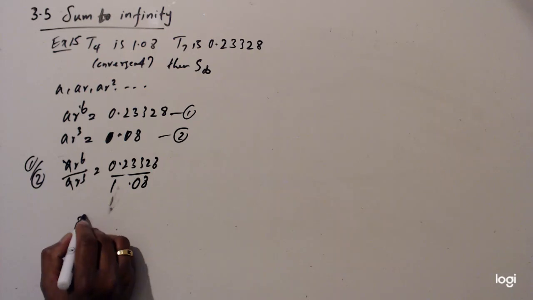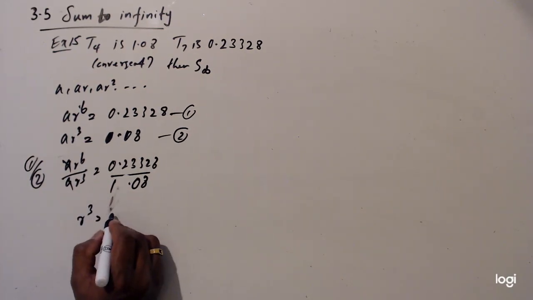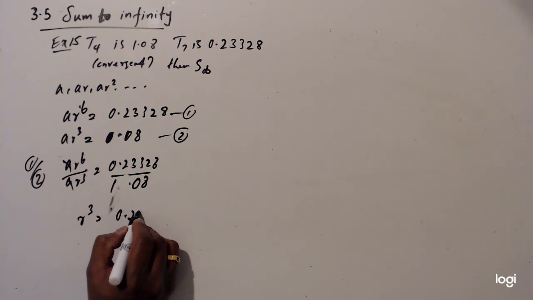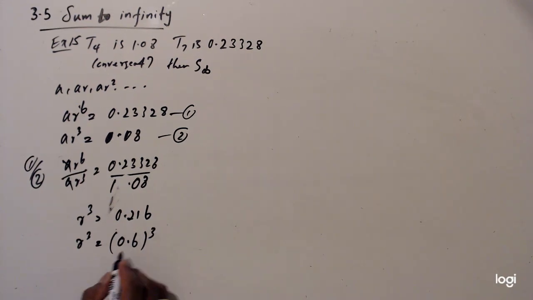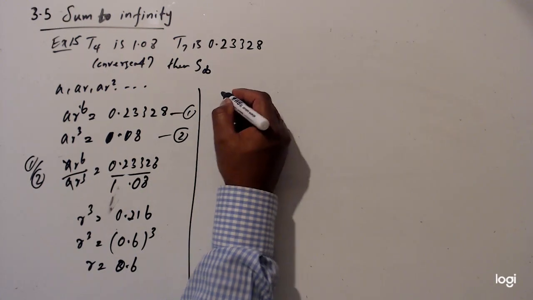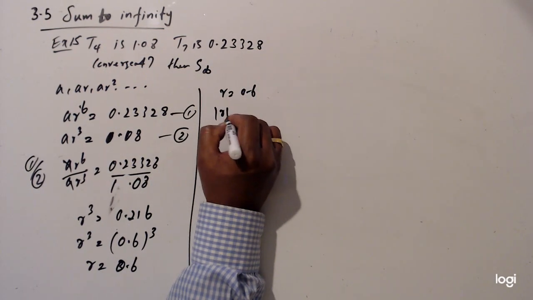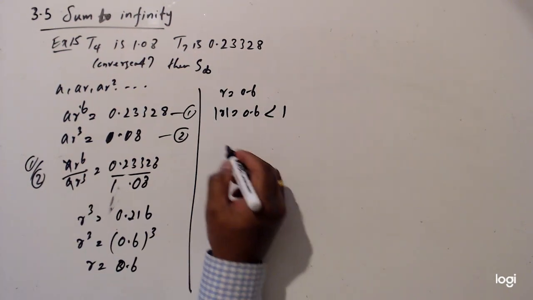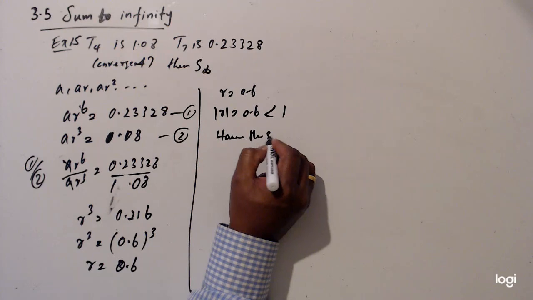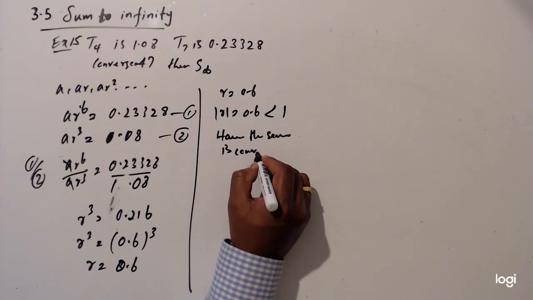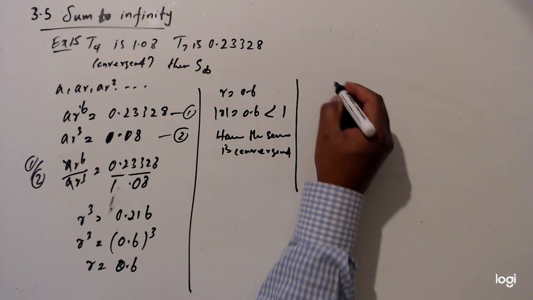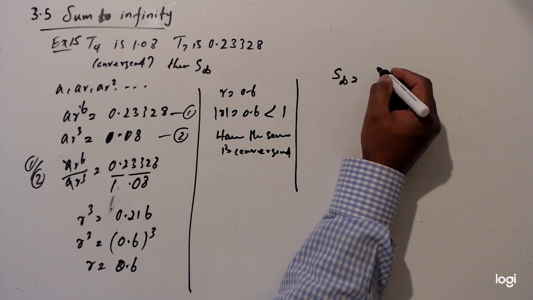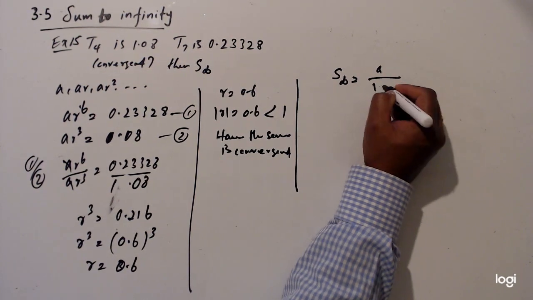The 8 cancels out, so r to the power 3 equals the answer in the book, 0.216, that is r^3 is 0.6 to the power 3. So r is 0.6. Mod r is 0.6, less than 1. Hence the series is convergent. So now we know the formula for S infinity is a over 1 minus r.